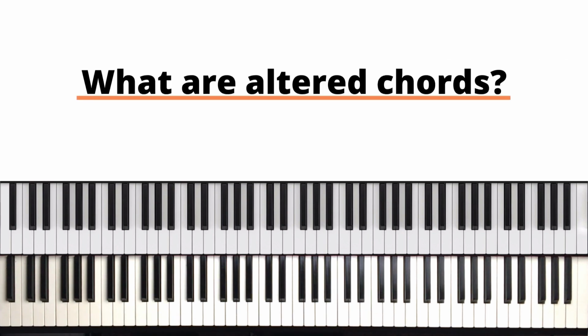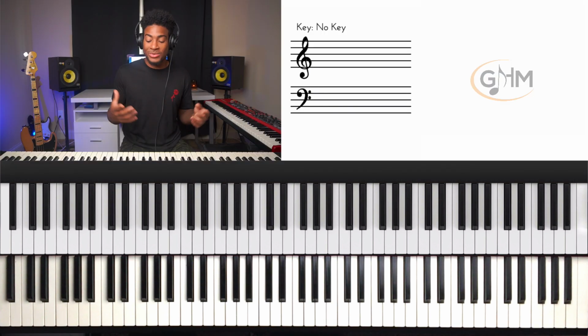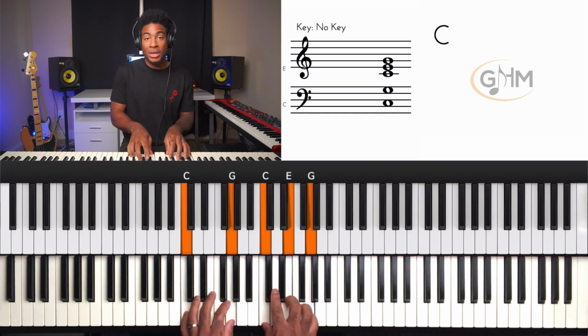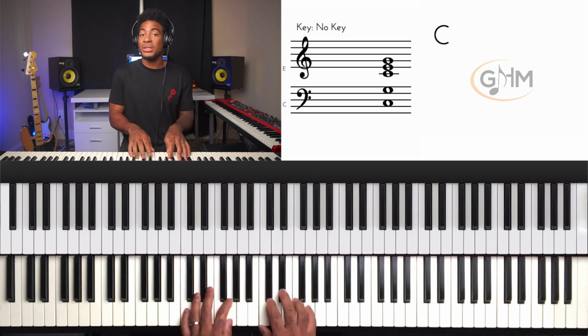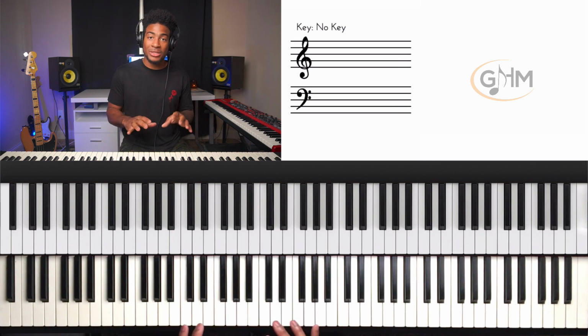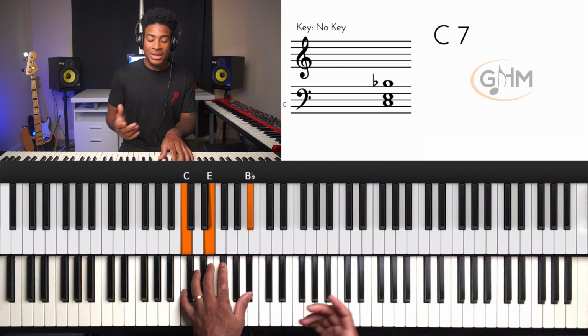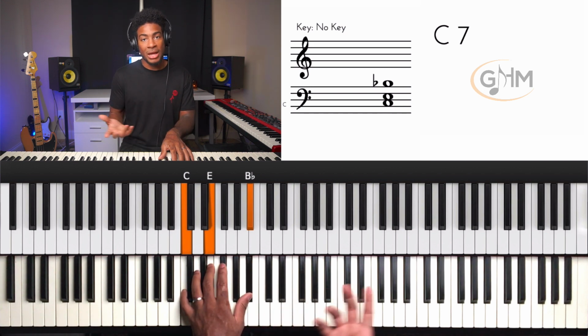So just to start off, what exactly is an altered chord? I'm so glad you asked. An altered chord is real simple, actually. So altered chords can be related to any type of chord. It could be related to a major chord. It could be related to a minor chord. But the context we're going to talk about today is specifically related to dominant chords, okay? So if I have a dominant chord, let's say C7, C dominant, right?